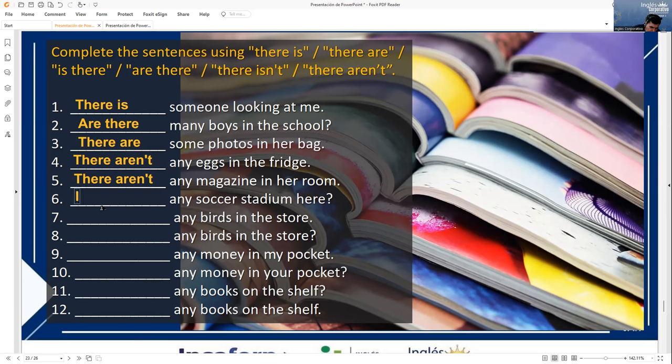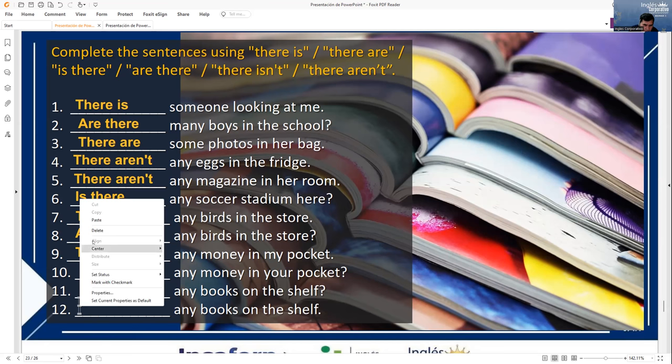Is there any soccer stadium here? There aren't any birds in the store. Are there any birds in the store? There isn't any money in my pocket. Is there any money in my pocket? Are there any books on the shelf? There aren't any books on the shelf.